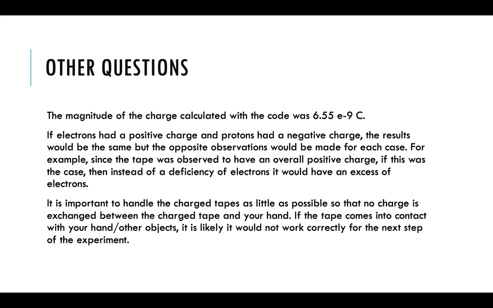Some other questions that were in the protocol: the magnitude of the charge was calculated with the code to be 6.55 times 10 to the negative 9 coulombs. If electrons had a positive charge and protons had a negative charge, the results would be the same but with opposite observations for each case. For example, since the tape was observed to have an overall positive charge, if this was the case, then instead of a deficiency of electrons, it would have an excess of electrons.